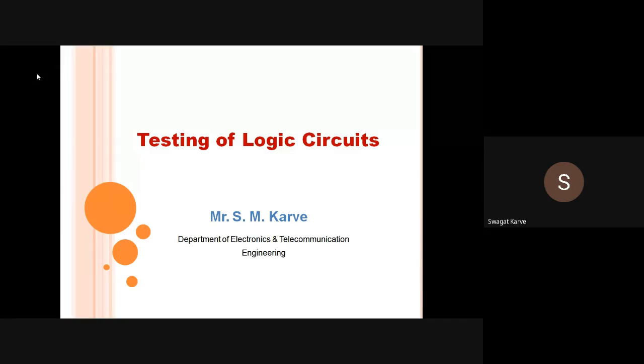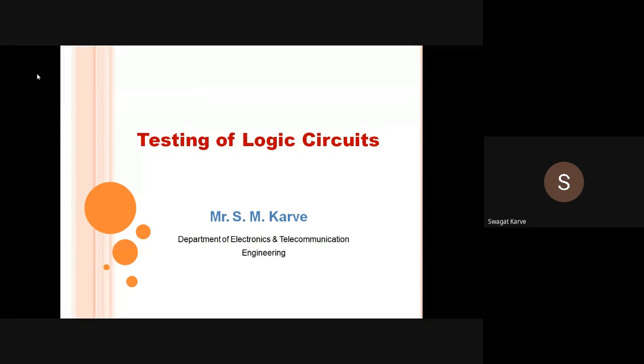So yesterday, what have we covered? Unit number 3, right? That is Verilog modules for the combinational and sequential circuit. Clear?